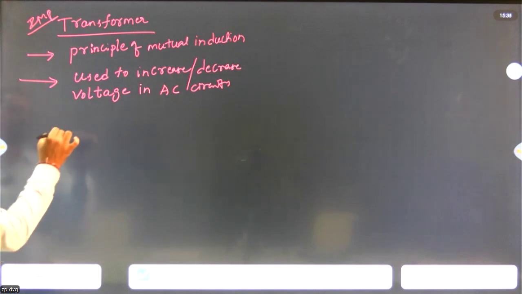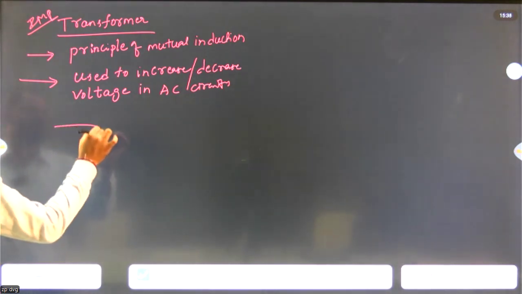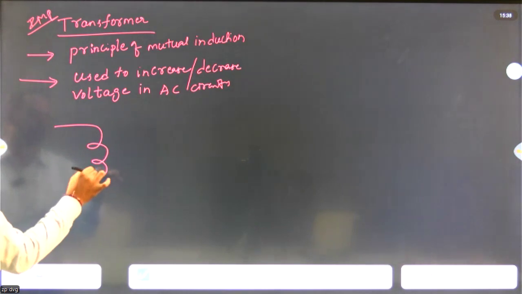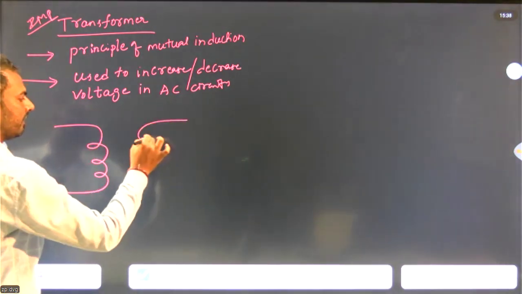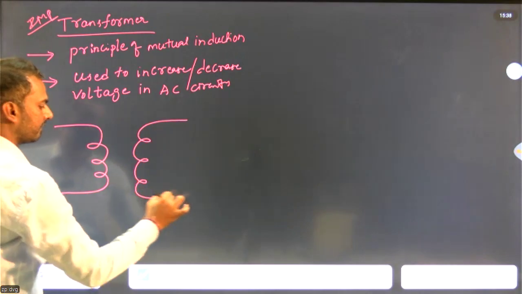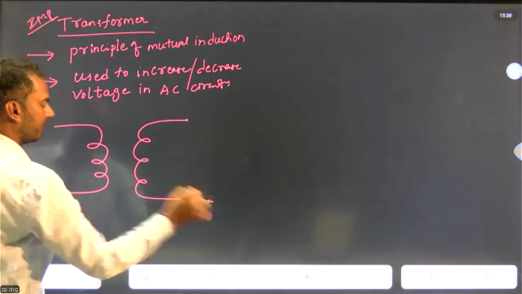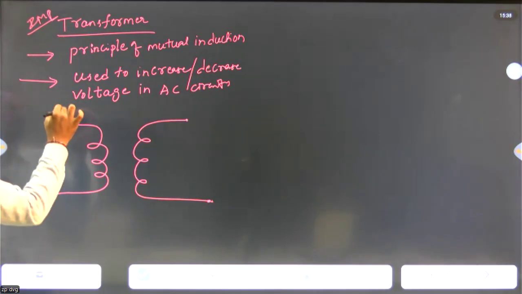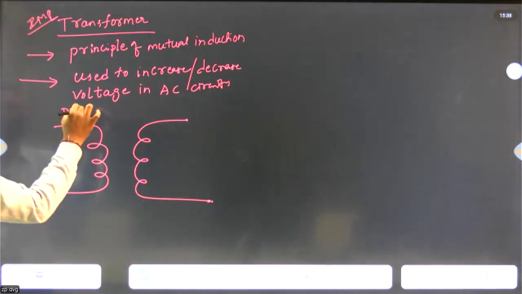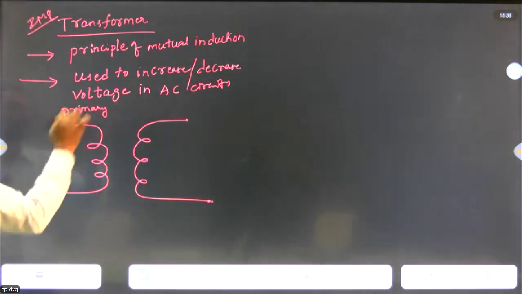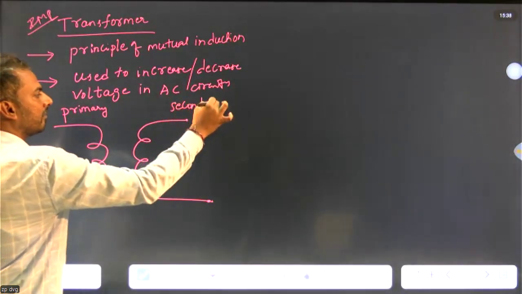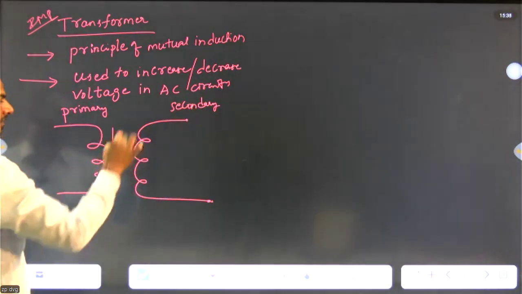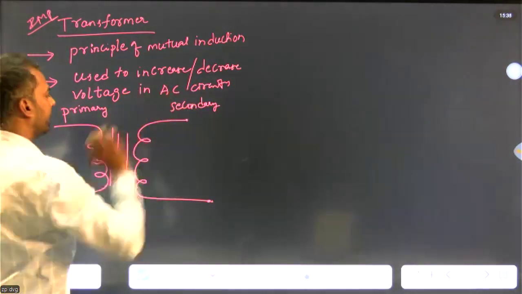Transformer consists of two coils, called primary and secondary. Primary coil, secondary coil.